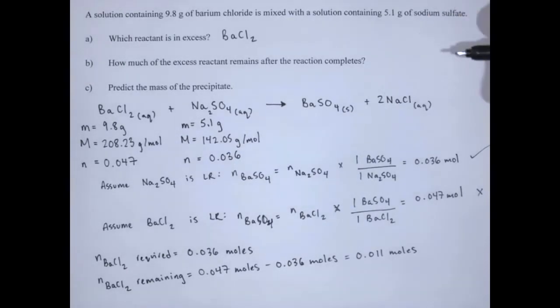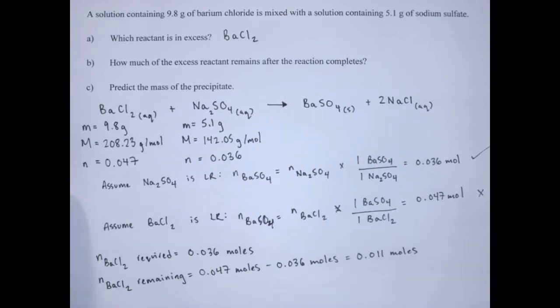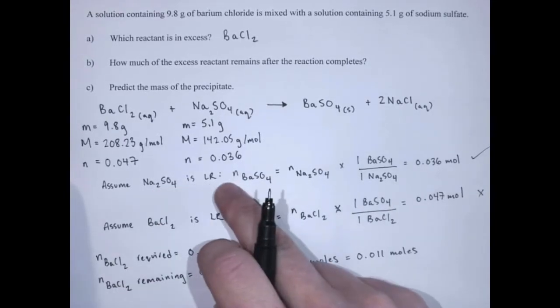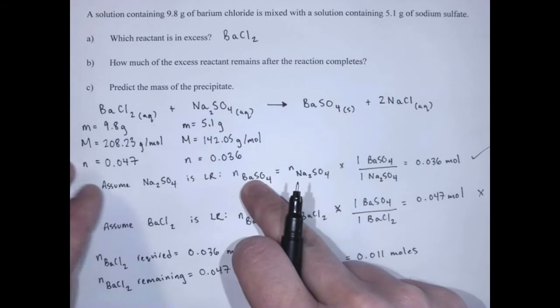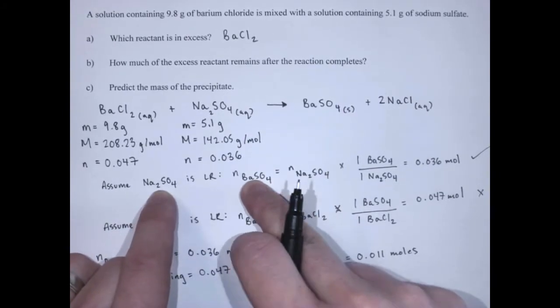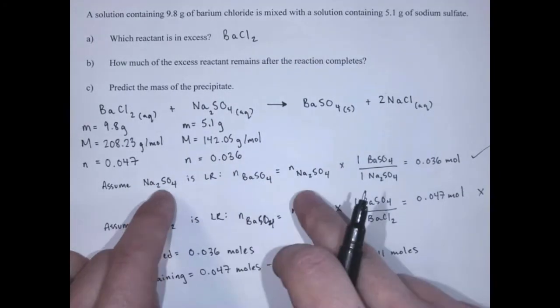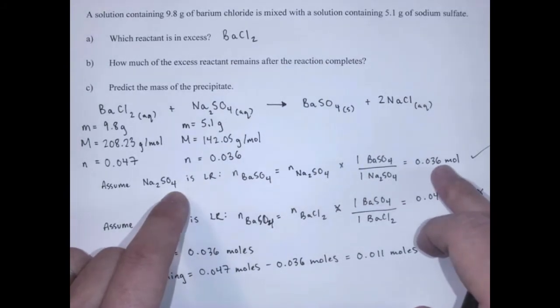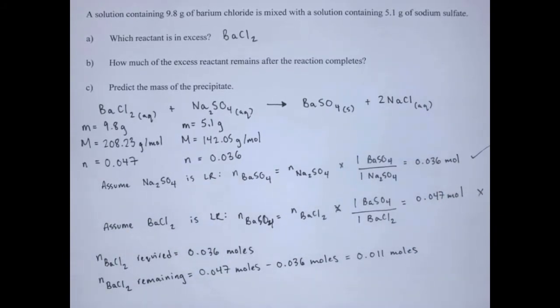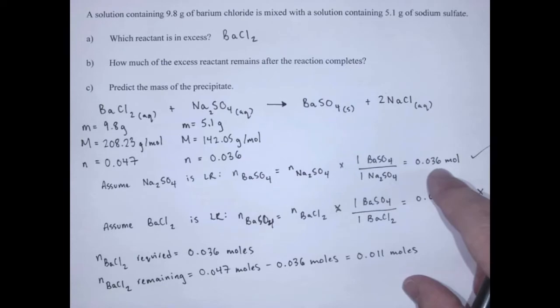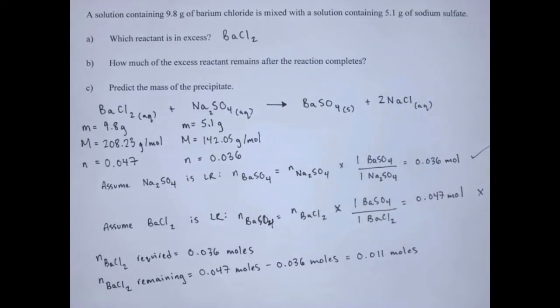Okay, last question. What is the mass of the precipitate? Whenever we're trying to predict the mass of a product, we need to use the moles from the limiting reactant to predict how much product I'm going to make. And we've actually already done that. The number of moles of barium sulfate that we would make if sodium sulfate is the limiting reactant, and we know it is, is 0.036 moles. Okay, so that's why I like this method, because you can actually predict in moles how much product you'd make and determine the limiting reactant in the same operation. So we know that we'd only make 0.036 moles of barium sulfate.